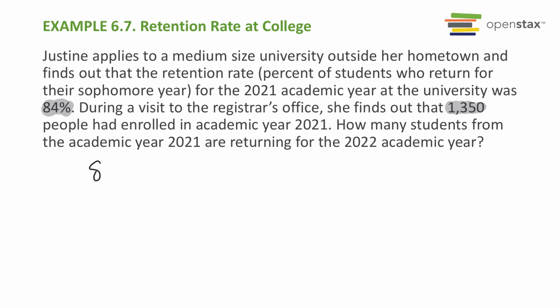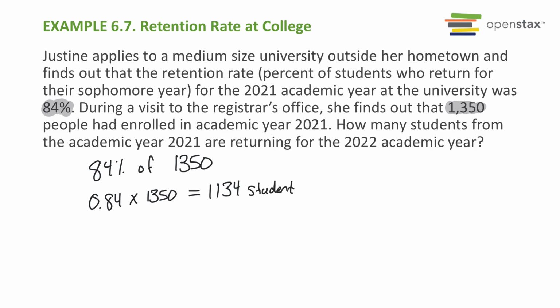So basically we're saying, what is 84% of 1,350 people? So that's 0.84 times 1,350. And that gives us 1,134 students. So 1,134 students out of the 1,350 students will return based on this information for the 2022 academic year.